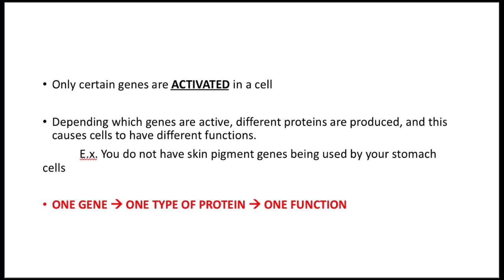So for example, you do not have skin pigment genes being used in your stomach cells. So skin cells produce a protein called melanin, and your stomach cells don't produce this at all because it doesn't serve the function in your stomach. So one gene codes for one type of protein, which carries out one function in your body. The type of cell determines how those genes are actually activated.